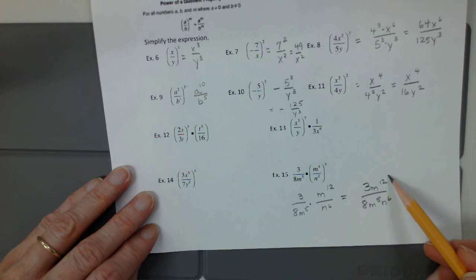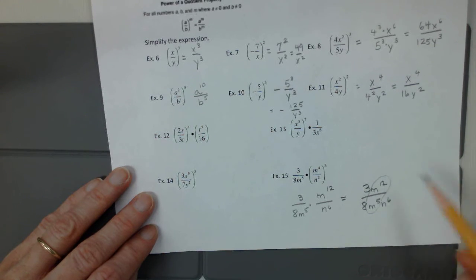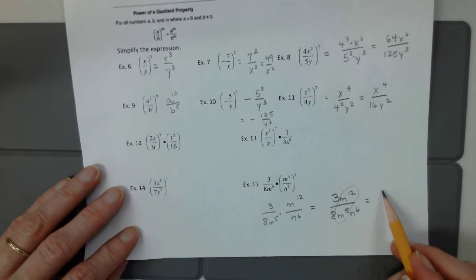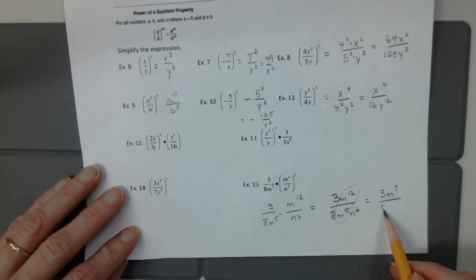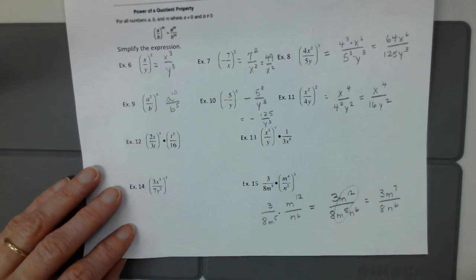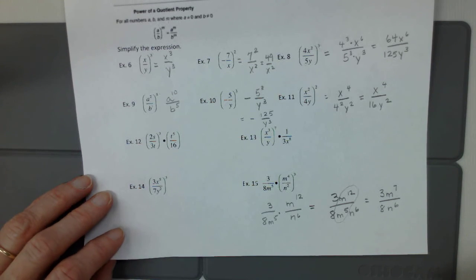Okay, now you've got a common base here between these two, so we're going to go ahead and subtract. We get m to the 7th. Okay, I've got an 8 in the denominator, n to the 6th. So I'd say my final answer is 3m to the 7th over 8n to the 6th.